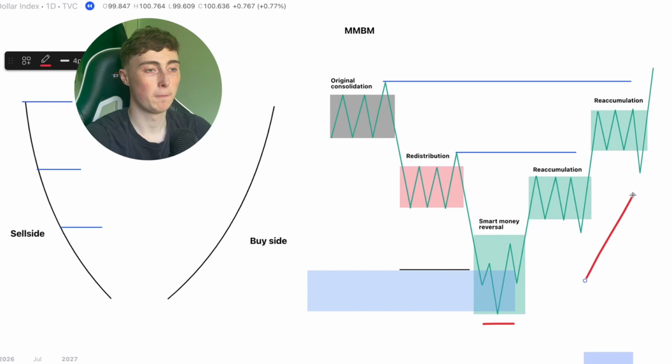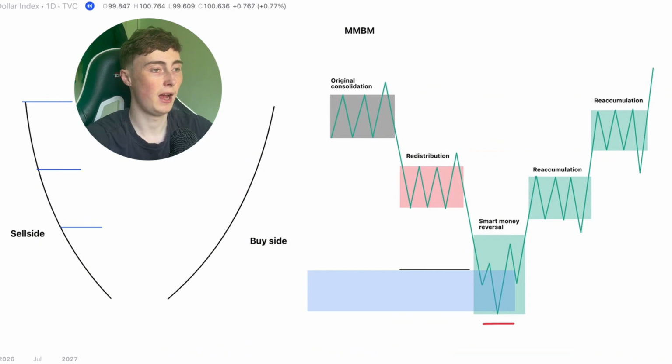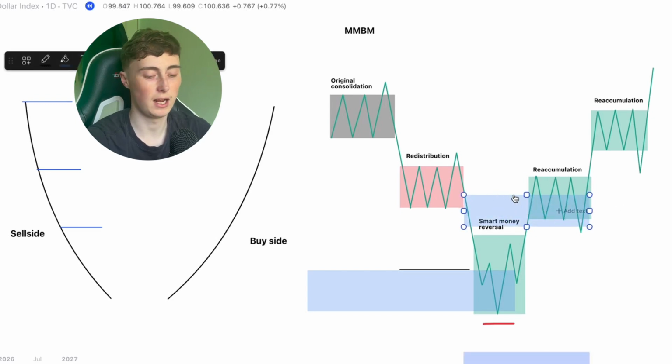Now, another thing that's great about market maker buy models is when we have this buy side of the curve, price is likely to reuse the levels that it's inverted over here on the left, right? So let's say, for instance, you have a FVG here, right? That gets closed through. Price is likely to reuse that IFVG on the right hand side, okay?